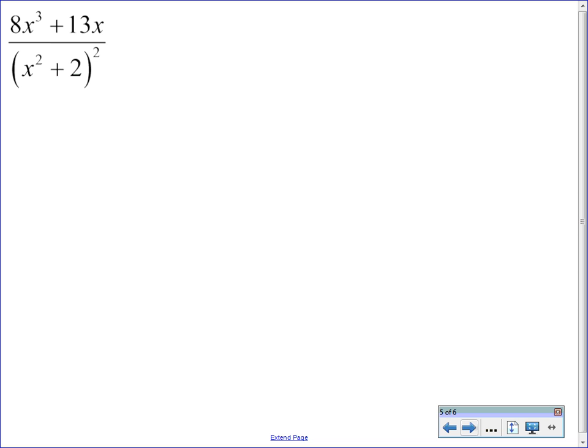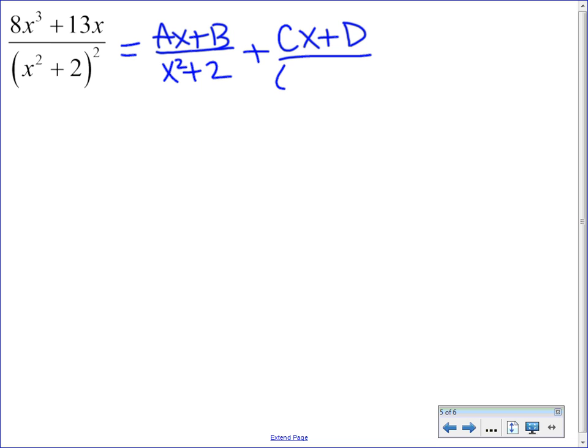A repeated quadratic. So I'm going to put ax plus b over x squared plus 2 and cx plus d over x squared plus 2, the quantity squared. So now we get to multiply by our LCD. And what do we have on the left?